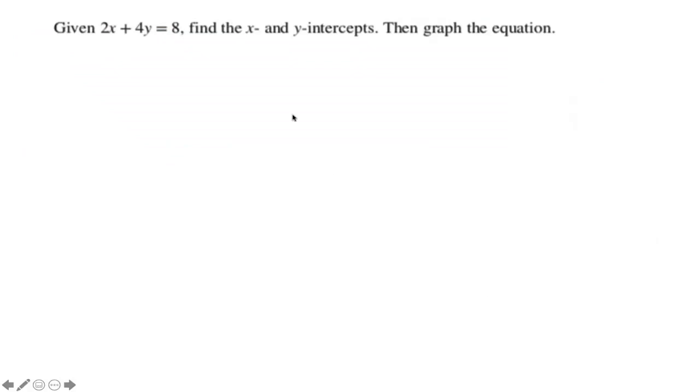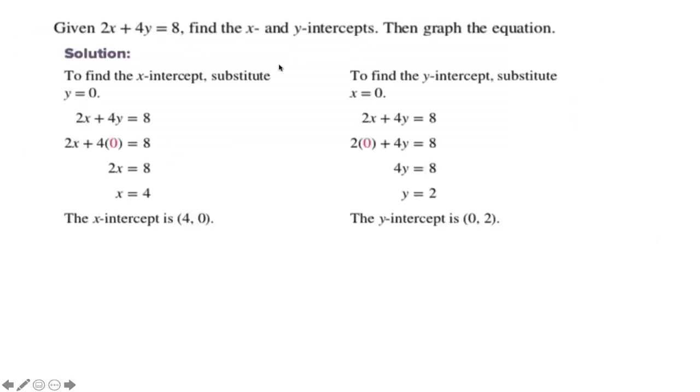So for example, let's find the x and y-intercept of this equation. To find the x-intercept, let's make y 0. If y is 0, you plug in y is 0, x is 4. So this is the x-intercept, (4, 0). To find the y-intercept, you make x be 0 and then solve for y to get 2. The y-intercept is then (0, 2).